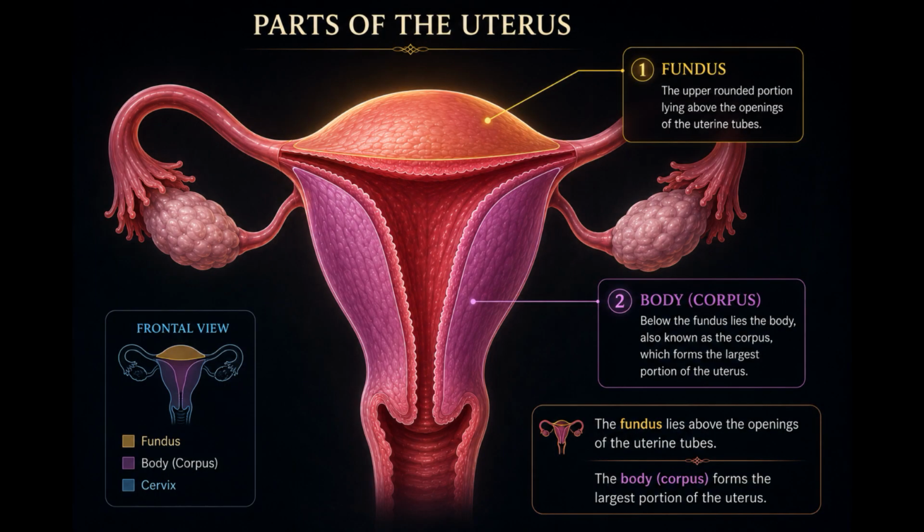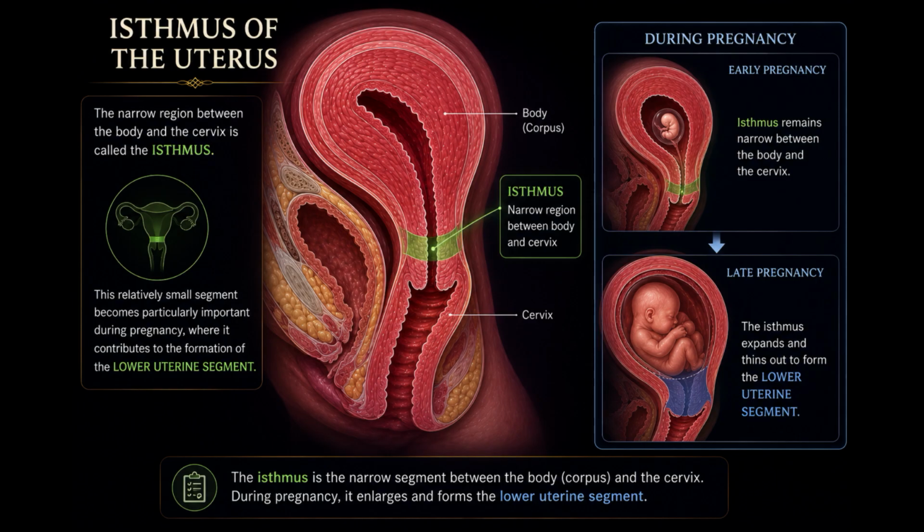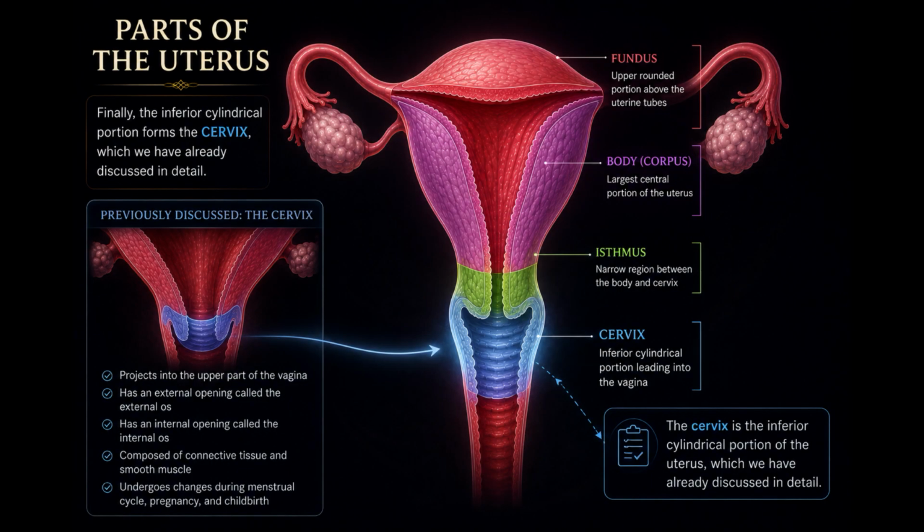The upper rounded portion lying above the openings of the uterine tubes is called the fundus. Below the fundus lies the body, also known as the corpus, which forms the largest portion of the uterus. The narrow region between the body and the cervix is called the isthmus. This relatively small segment becomes particularly important during pregnancy, where it contributes to the formation of the lower uterine segment. Finally, the inferior cylindrical portion forms the cervix, which we have already discussed in detail.